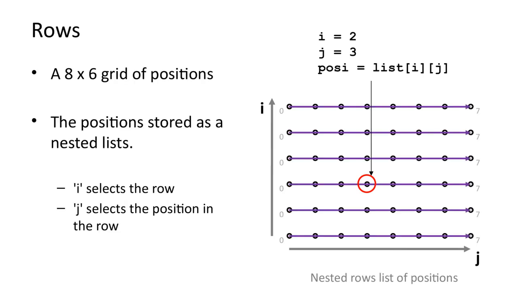Here is the 8x6 grid of position again, but this time structured as rows. Note the index numbers in the grid. Each row starts at 0 and ends at 7. To extract a position out of the nested list, we again need two indexes. But the order is reversed. This time, index i is 2, and index j is 3. To extract the position we write, list 2 3.